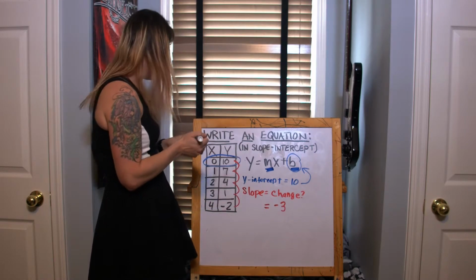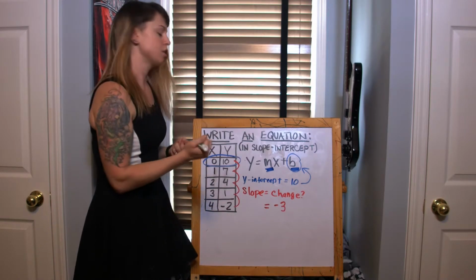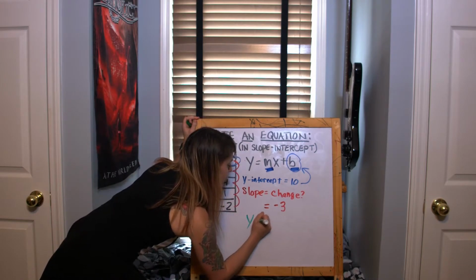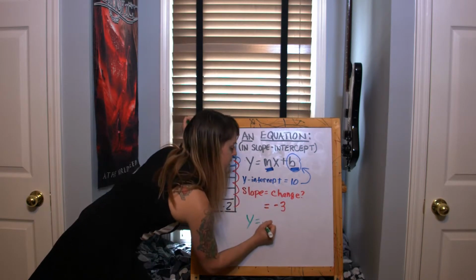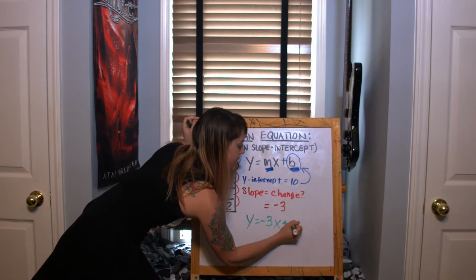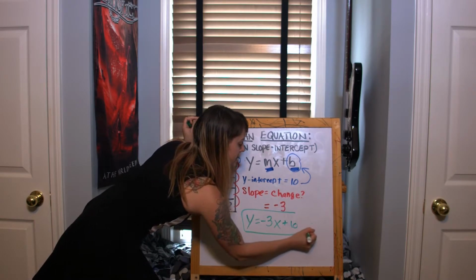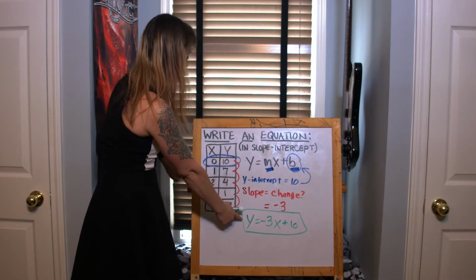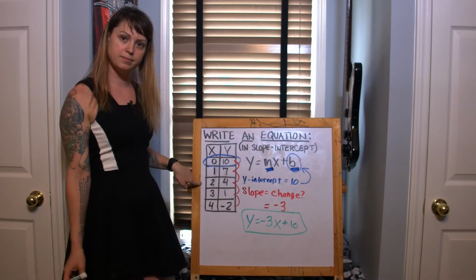So now we just put it all together to write our equation. So y equals our slope, which is -3x plus 10. And this equation right here matches this table right here.